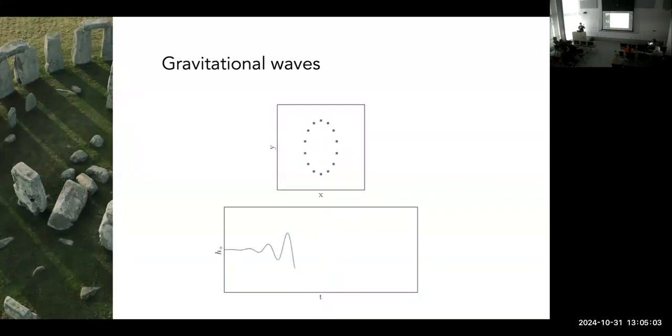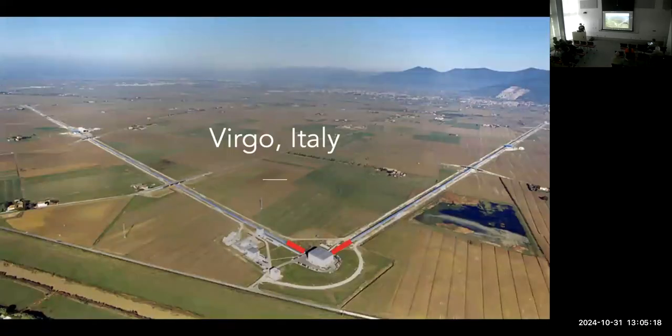So unfortunately, this deformation is super tiny, right? You're not going to see any stones moving. This is a fraction of the radius of an atom. So what you have to build are super sensitive lasers that are able to measure these specific distances. And there's one of these devices in Italy.